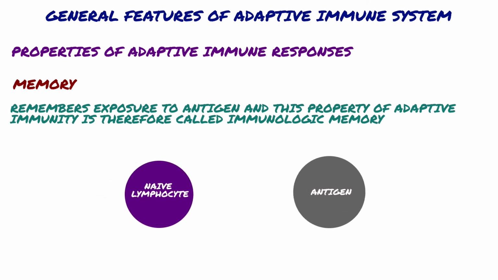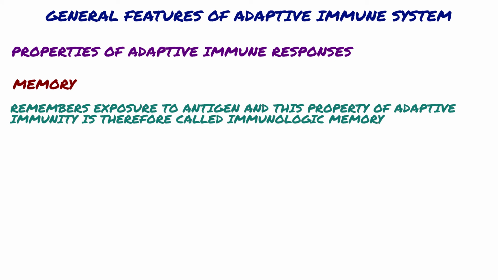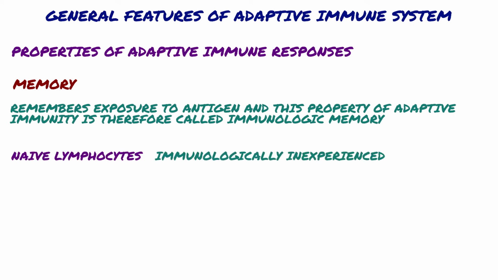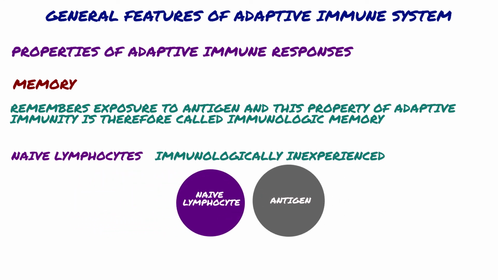The response to the first exposure to antigen, called the primary immune response, is initiated by lymphocytes called naive lymphocytes that are seeing antigen for the first time. The term naive refers to these cells being immunologically inexperienced, not having previously responded to antigens. Subsequent encounters with the same antigen lead to responses called secondary immune responses that usually are more rapid, larger, and better able to eliminate the antigen than primary responses.